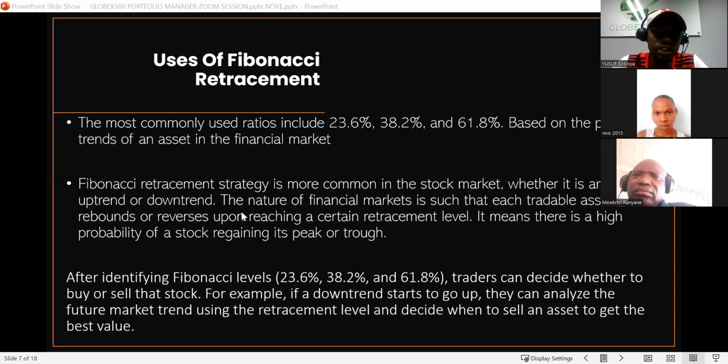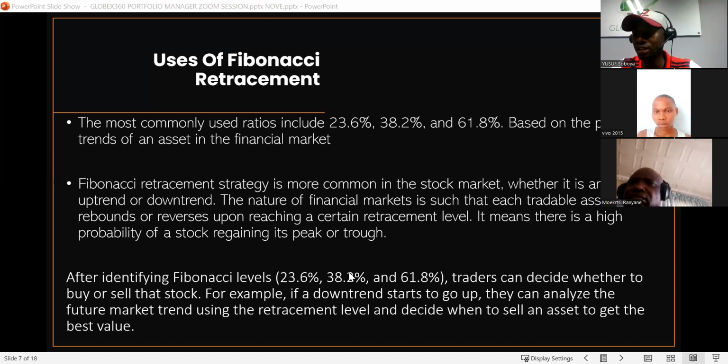The Fibonacci retracement strategy is more common in the stock markets, whether it is an uptrend or downtrend. The nature of the financial market is such that each tradable asset rebounds or reverses upon reaching a certain retracement level. It means there is a higher probability of a stock regaining its peak or top, right? There's a higher probability that the trade you are trading might turn at this level. So imagine knowing that there's a higher possibility for this trade to turn at this level. That's the good part about it.